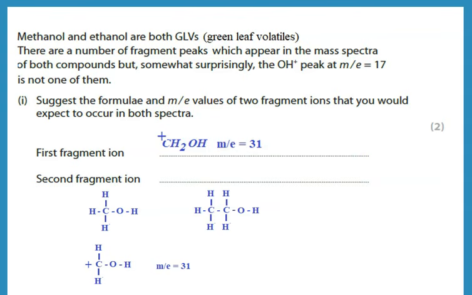What other fragment ion can I have in both spectra? I can have the one where the CH3 breaks away and it becomes a separate fragment. So CH3 plus alone has a molecular mass of 15. So this is another possible fragment. Do we understand how to think about this? You need to know the structure first, and you need to be able to think about what kind of fragments you will have.